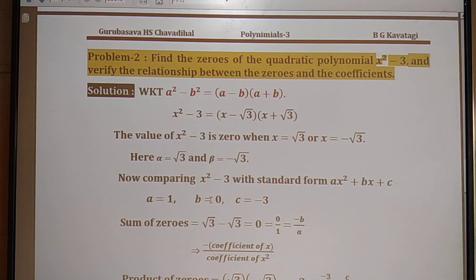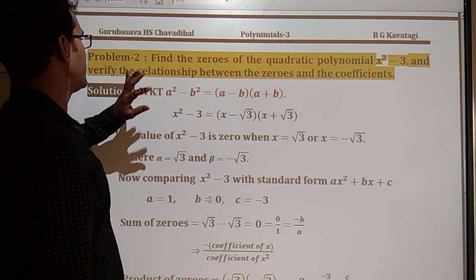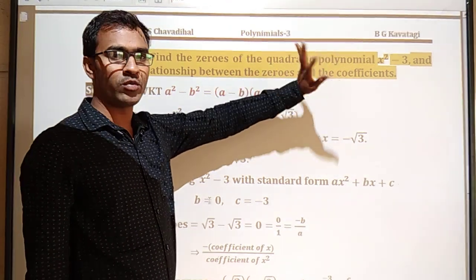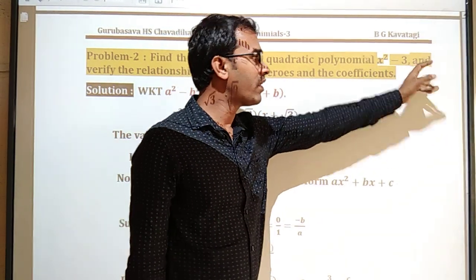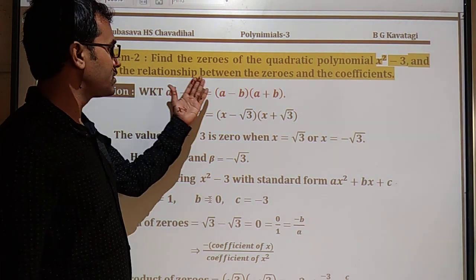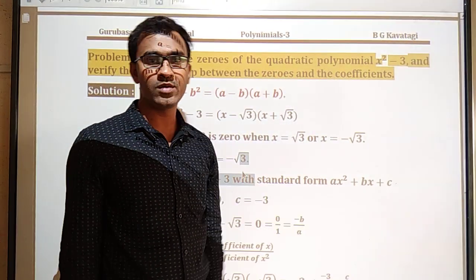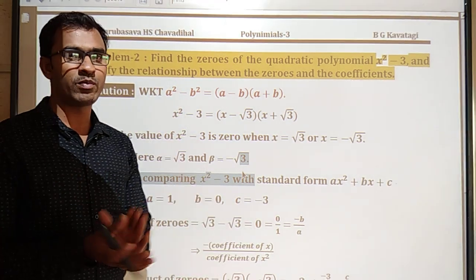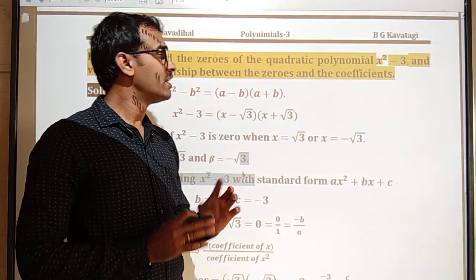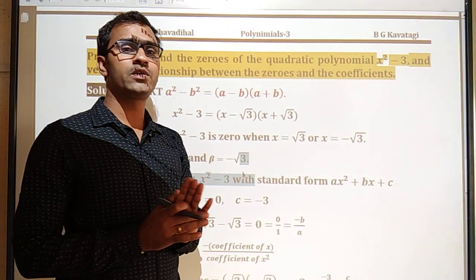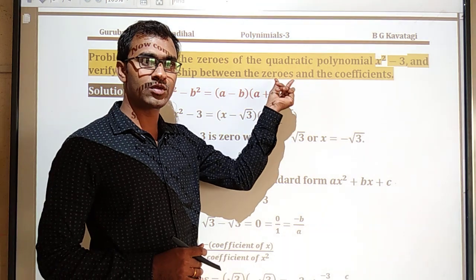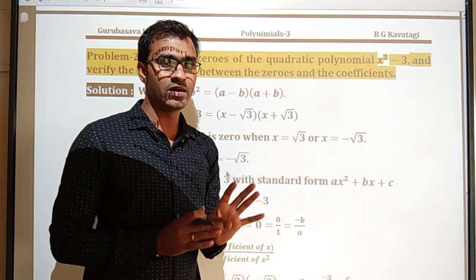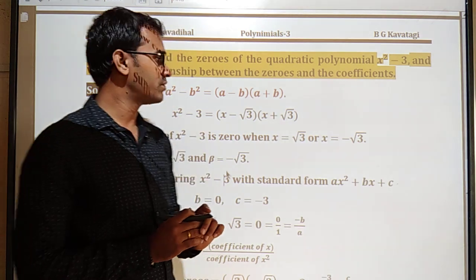And the second question is a similar question. See the second question: find the zeros of the quadratic polynomial x square minus 3 and verify the relationship between the zeros and the coefficients of the polynomial. First, we have to find the zeros of the polynomial, then compare the coefficients with the sum and product of zeros.